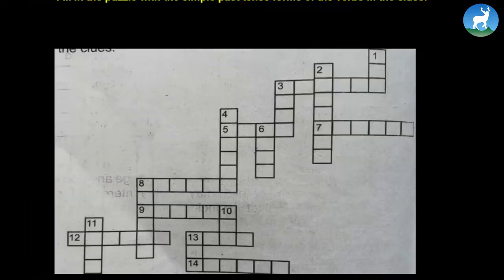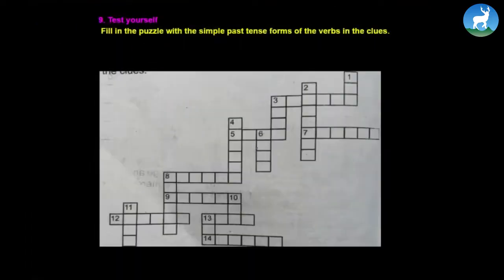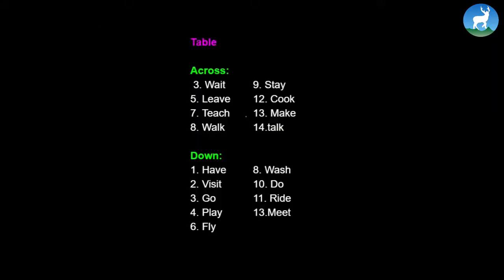Here we go. What we have here is a crossword puzzle. Fill in the puzzle with the simple past tense forms of the verbs in the clues. It's very simple. Where are the clues? The clues are here. Okay, see, across means it's horizontal. Like this, we look across.